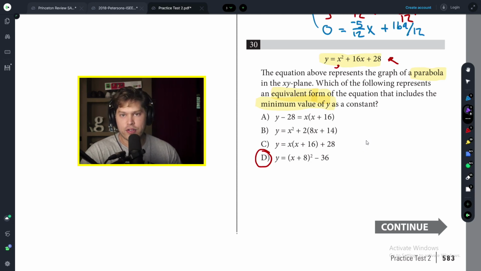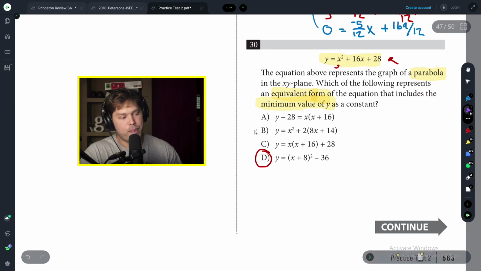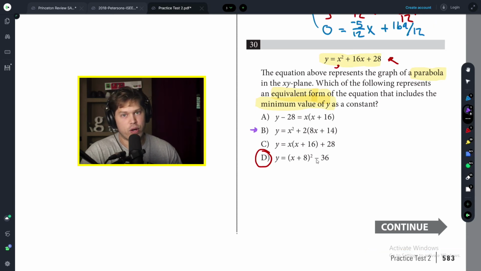So again, the first step is just noticing that we want to rewrite our given equation in vertex form. And then choice D is our only answer in vertex form. But what if B was also given in vertex form? Then how could we solve the question? Let me go ahead and show you how we can solve it.